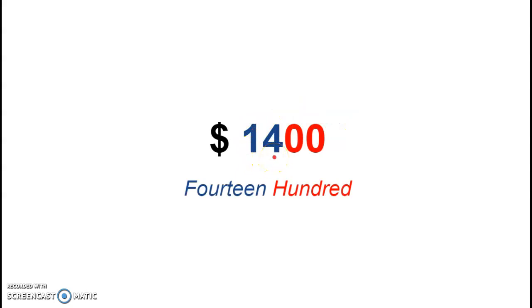So the normal way to say this would be 1,400. $1,400. But because in English they say it different. They say first these two numbers, 1 and 4, and then these two numbers. So it would be 14, and 2 zeros will be hundred. Fourteen hundred. One more time, fourteen hundred.